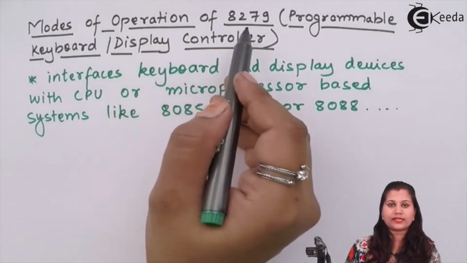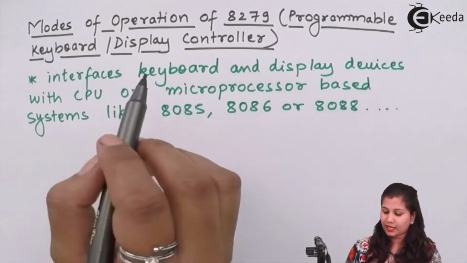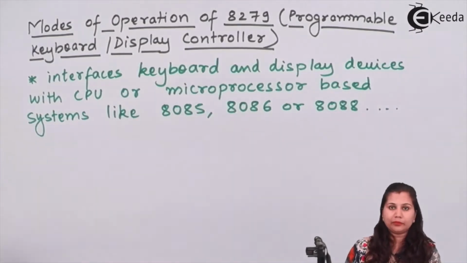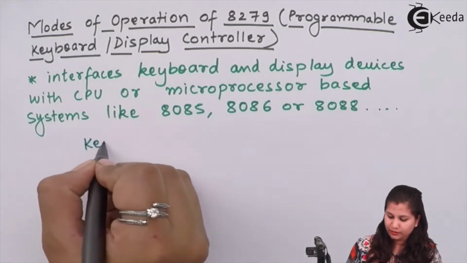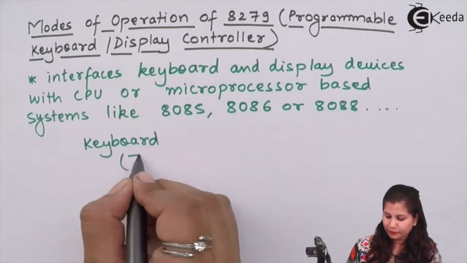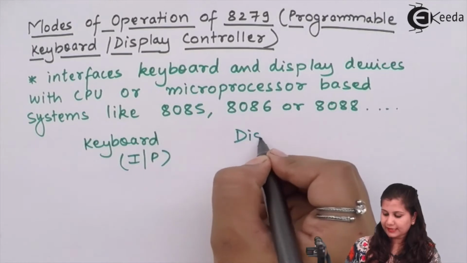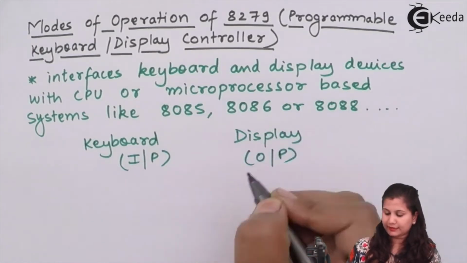So this 8279 is interfacing the keyboard and the display devices with the CPU, and we know that the keyboard is an input device and display devices like monitor and printer act as output devices.